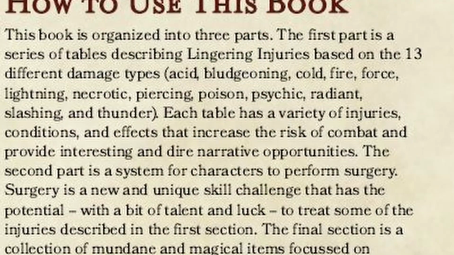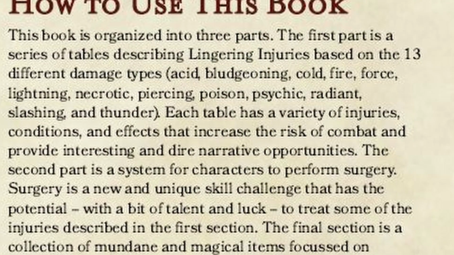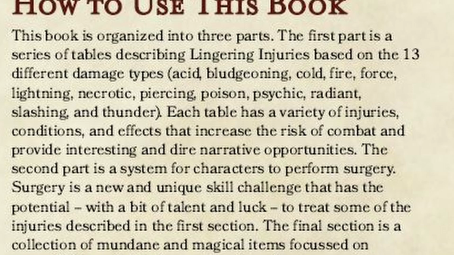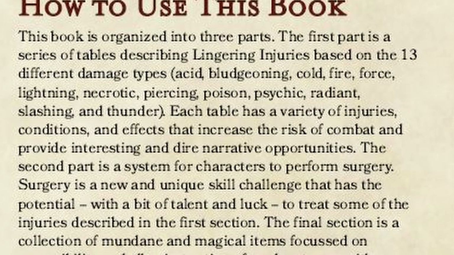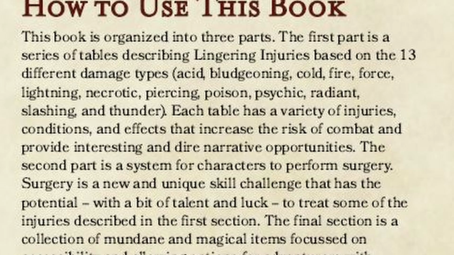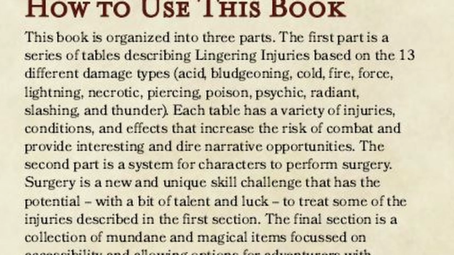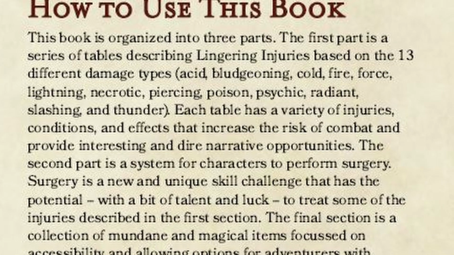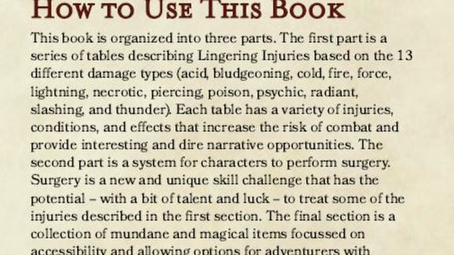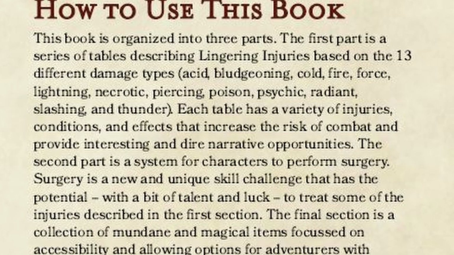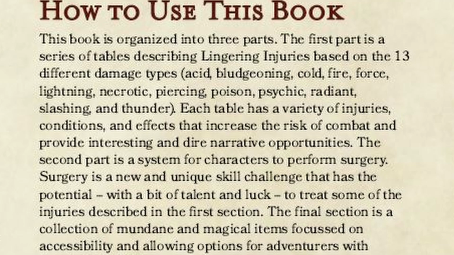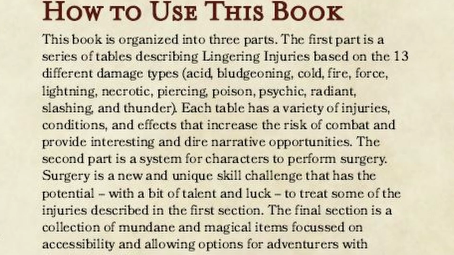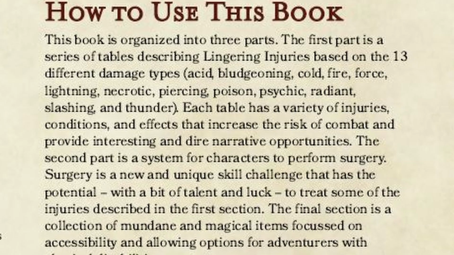Now, how to use this book. The book is organised into 3 parts. The first part is a series of tables describing lingering injuries based on the 13 different damage types. Now, that's interesting, okay? 13 different damage types. Acid, bludgeoning, cold, fire, force, lightning, necrotic, piercing, poison, psychic, radiant, slashing, and thunder. That's every damage type in D&D. That's pretty good. I've seen some tables before where it doesn't take a damage type into consideration.